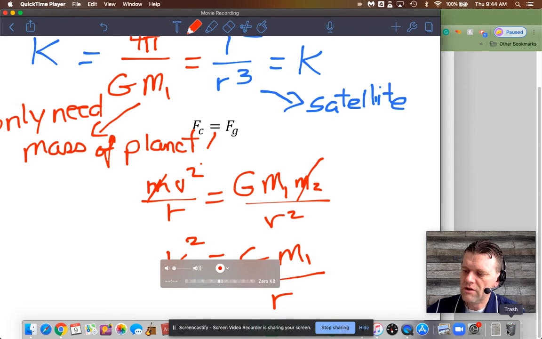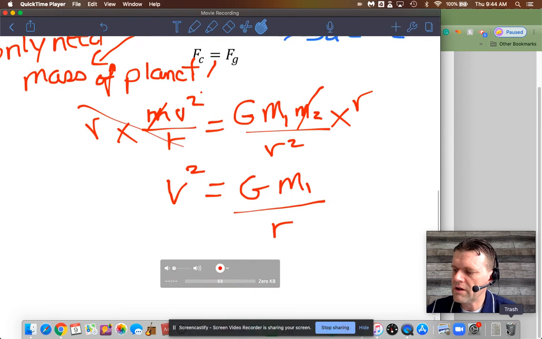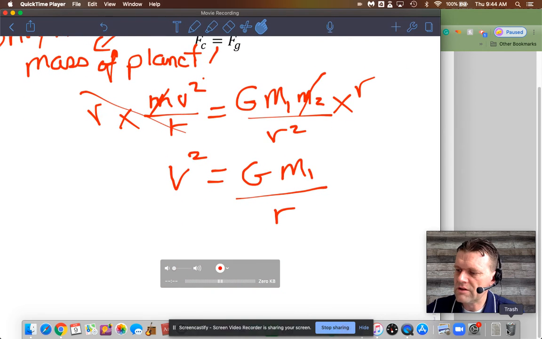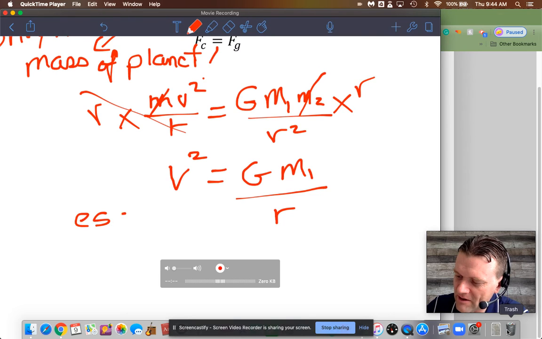Okay? Because what I'd do is I'd multiply both sides by r. You can maybe see that now. And I can just get this v. And this velocity actually is known in rocket science as an escape velocity. I'll talk more about that a bit later on another video.